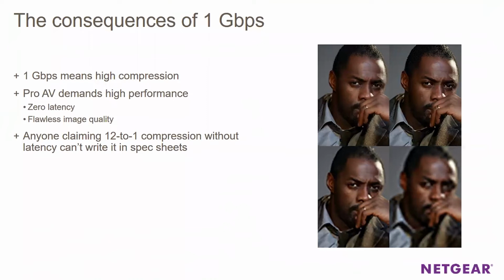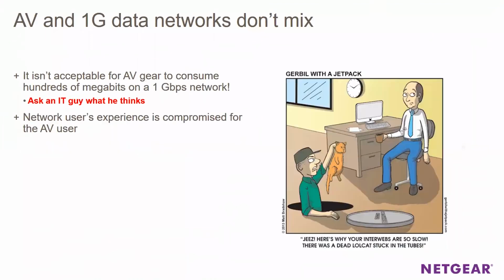When you compress using any codec available on the market, can be MJPEG or H.264, latency goes up to the roof, and the quality is down because you will get for sure video artifacts. Okay, so that's the downside of 1 gigabit per second compression.